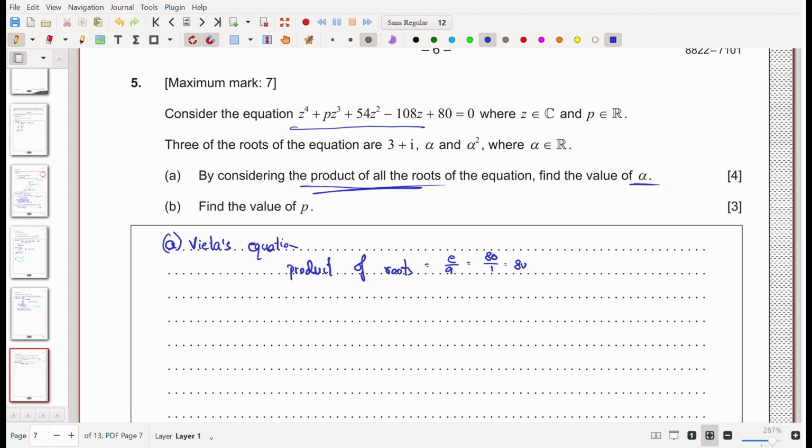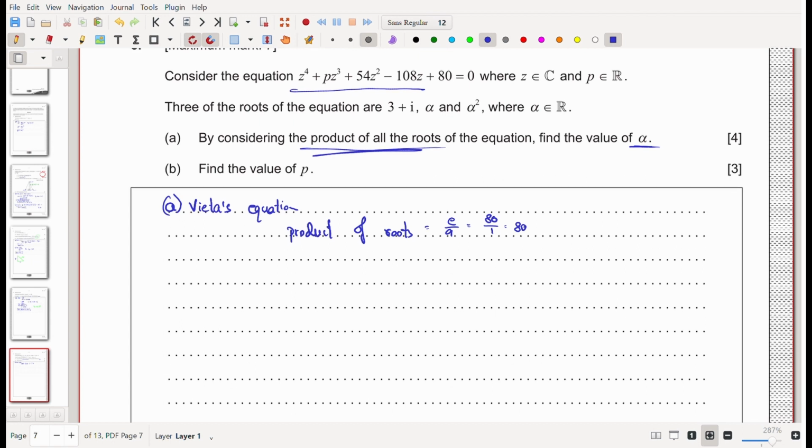This means that the product of the roots of the equation is going to be 80. But you see that this is a biquadratic polynomial, which means it has 4 roots. So the 4 roots, we're only given 3. This means that we need to find that 4th root.